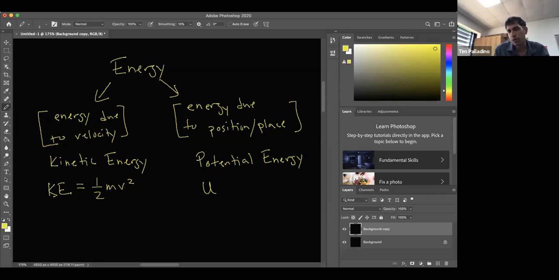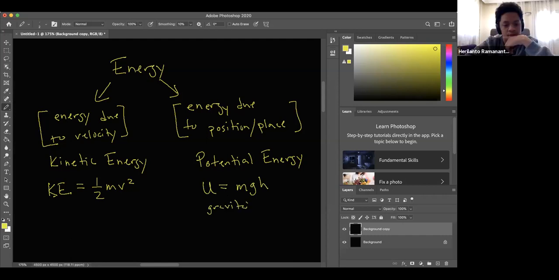The reason for that is there are 2 other terms in physics with a P: there's momentum, and then there's pressure. So we changed the symbol for this. And on Earth, gravitational potential energy is mgh, where h is the height above the ground. This is gravitational potential energy.